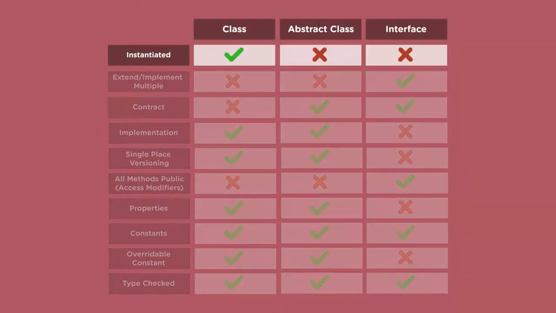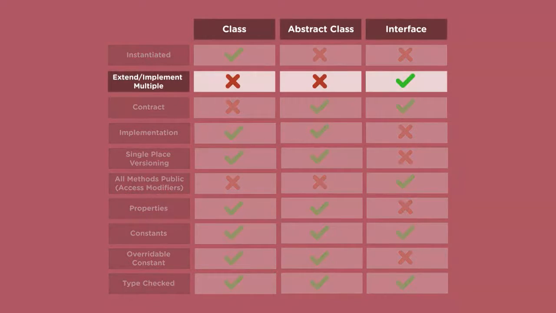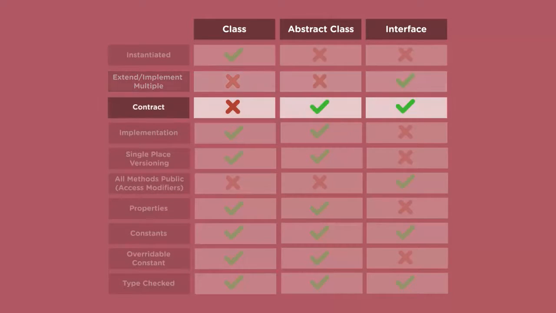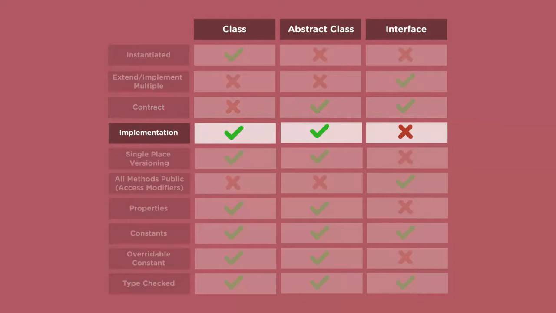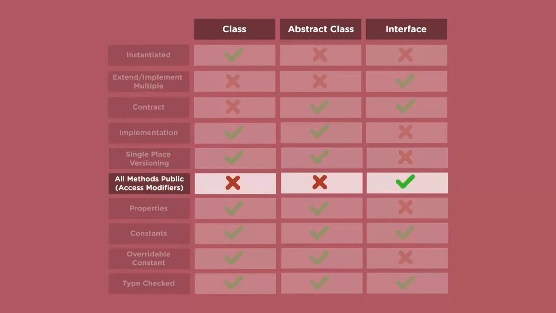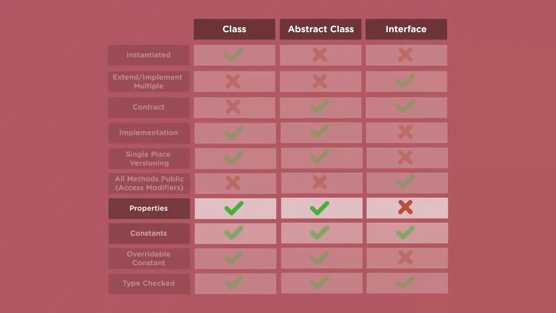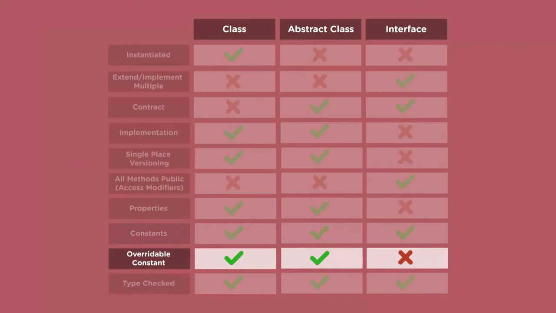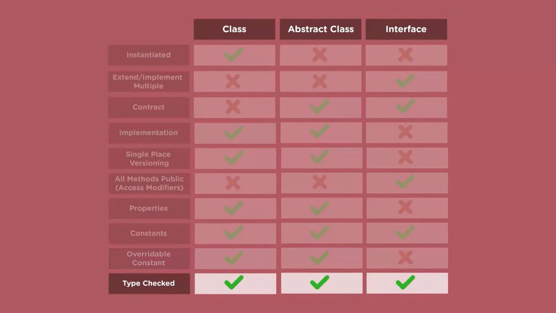I've put together a chart that lays out the similarities and differences between these constructs. Can it be instantiated? Does it allow for multiple inheritance? Can you define contractual functions? Does it contain implementation details? Can you make a change that is shared by everything that uses this construct? Are all methods required to be public? Can you define properties? Can you define constants? Can you override these constants? Can you type check for this construct?